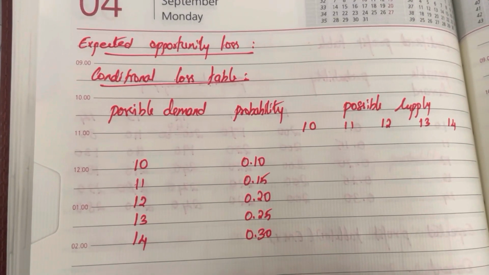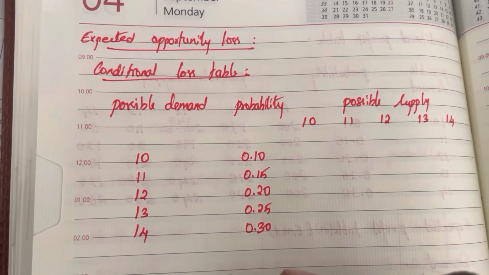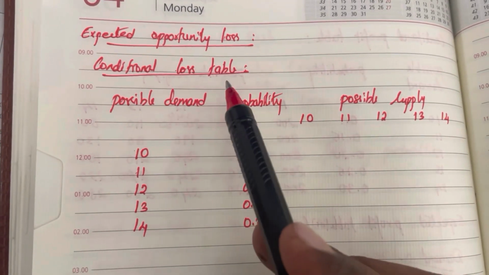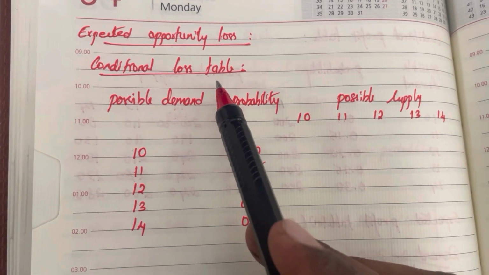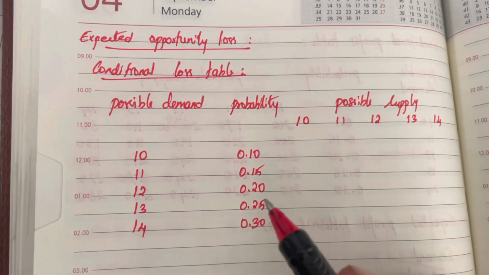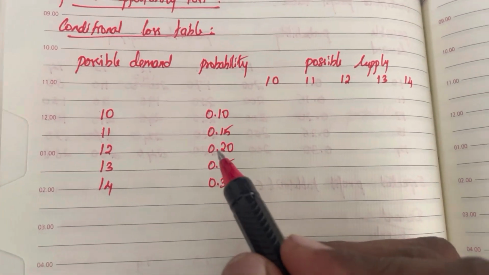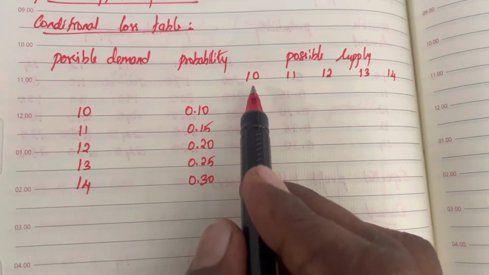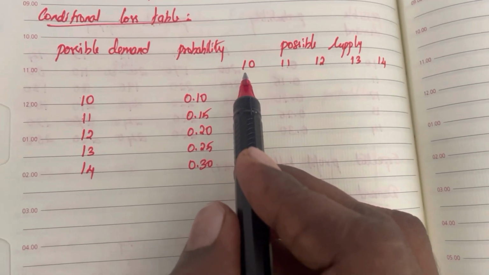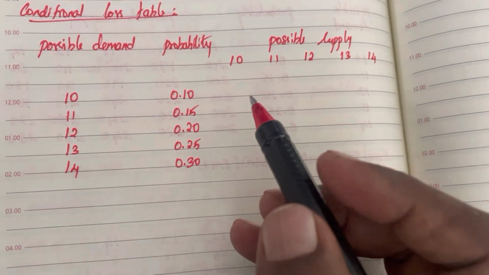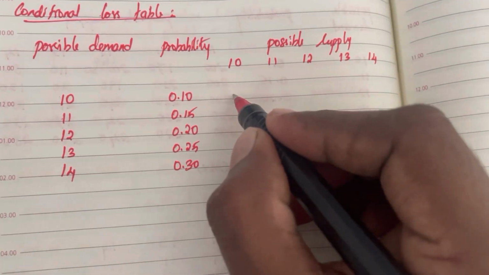So first we have done it with expected money value. Now we have to do it with expected opportunity loss. So based on the construction of the conditional loss table, we have to do this expected opportunity loss. Okay, so first let us look at the possible demand and supply here. So demand and supply is 10 and 10. So when the demand and supply are equal, that means that there is no loss. Okay, so there is no opportunity loss.